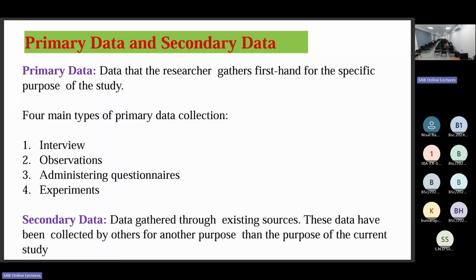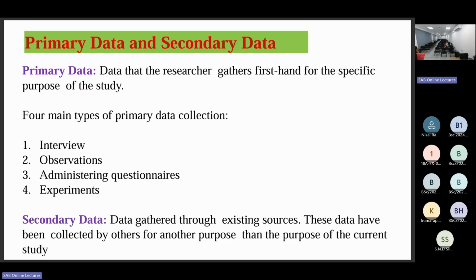How does it become first-hand data? If I ask a question from you and take out the answers from you, what kind of data is that? Exactly, it is first-hand data. That means it's primary. I collected your answers and I make a report and report it in the department.